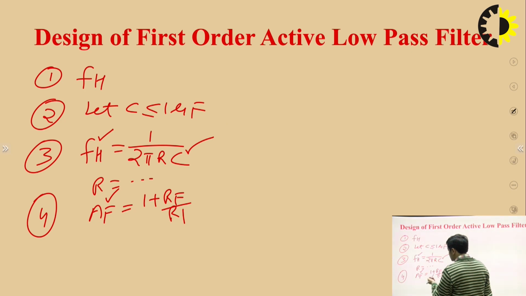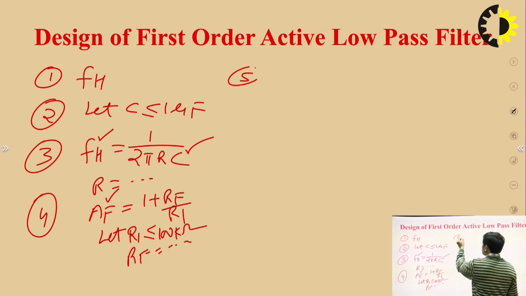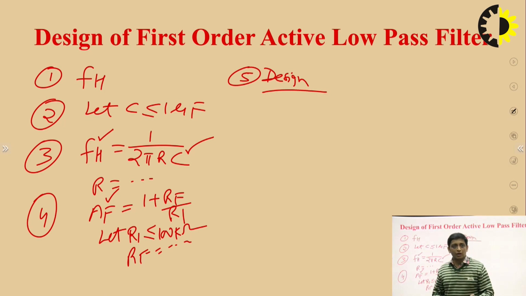But that is one equation, two unknowns. So normally we select R1 less than 100 kilo ohm. You can take R1 as any value, but normally it should be less than 100 kilo ohm. AF is normally given in the question, R1 you take some value less than 100 kilo ohm, and with the help of this equation you can find out the value of RF. And in the last step you design the circuit and mention all the component values in that circuit. So these are the design steps for the first order active low pass filter.